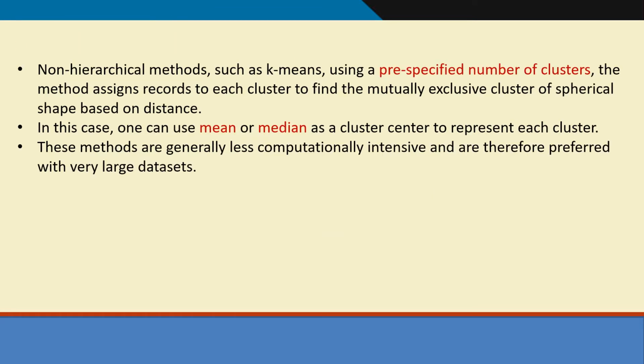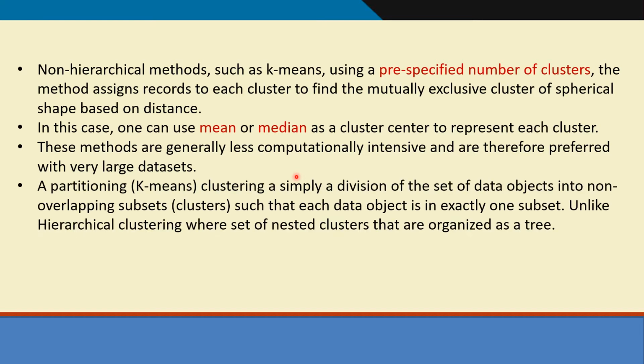Now k-means uses a predefined number of clusters. A particular object would be assigned to either one cluster or the second cluster. It is mutually exclusive. The clusters are spherical in shape and they are based on distance. The cluster centers would be the mean or median of the objects associated with that cluster. These methods are generally less computationally intensive and are therefore preferred if you have large data sets.